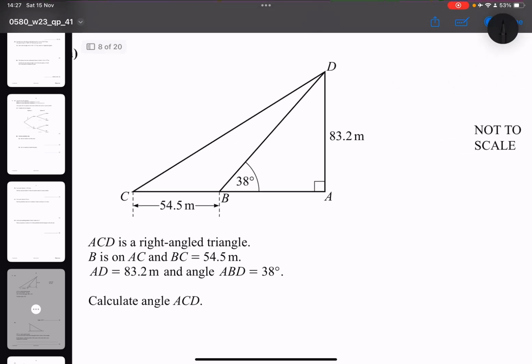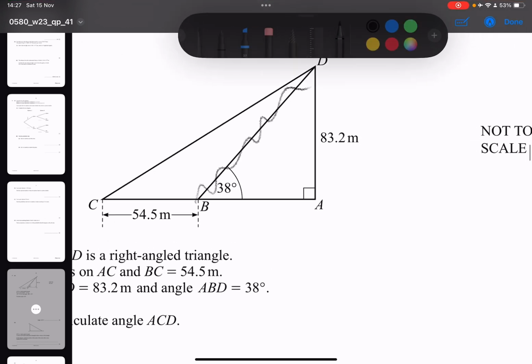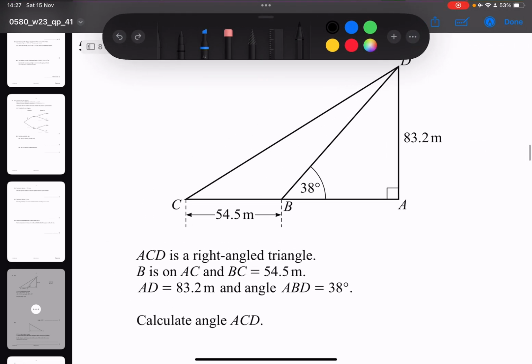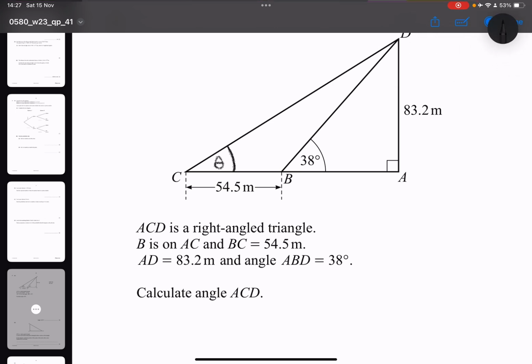What we've got is a larger right angle triangle in which we've got this line here which forms a smaller one. And what the question's asking is to find angle ACD, that is this angle here. So I started working on this.